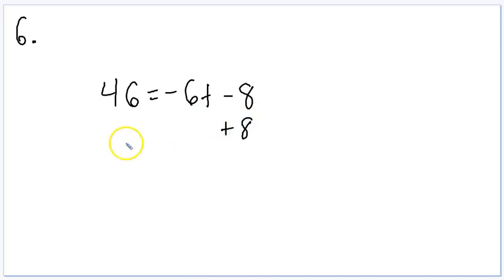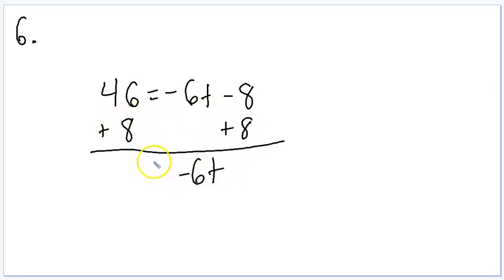Number 6. We've got 46 equals negative 6t minus 8. We have subtraction, so we have to do the opposite on both sides. To both sides, we're going to add 8. That'll give me negative 6t on this side. 46 plus 8 will be 54.